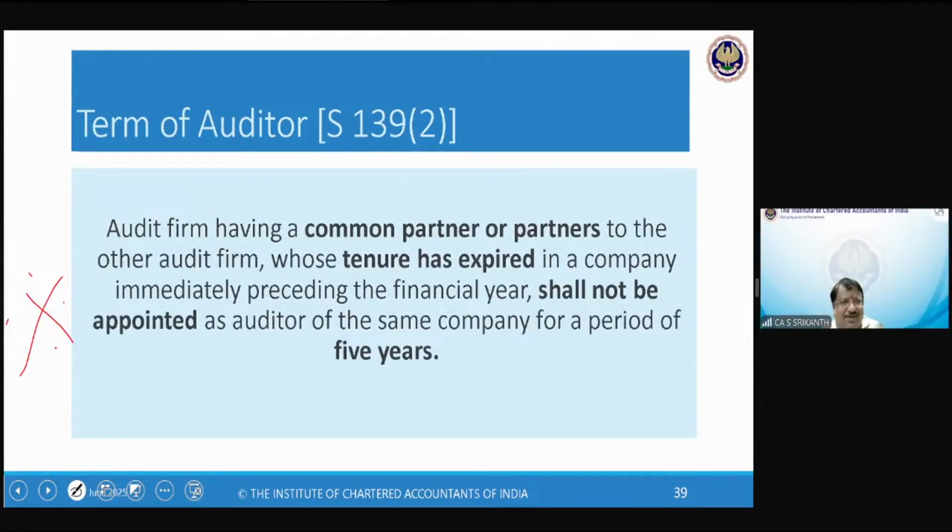Not possible. An audit firm having a common partner or partners with the other audit firm whose tenure has expired in a company immediately preceding the financial year shall not be appointed as auditor. Got it? So if there are common partners, it cannot be done.